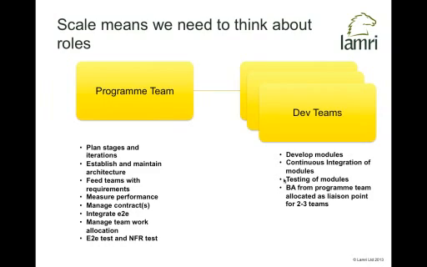Someone's got to do the end-to-end integration. Often a program team is a great place to put that, and then the end-to-end test as well, the non-functional requirements testing. What do my development teams do? Well, they do what they do. They develop individual modules or individual user stories, continuously integrating and testing their modules. Often a business analyst from the program team is allocated as a liaison point for two or three teams. So you can share a BA or a product owner across two or three teams and keep coordinated and organized through the program team.